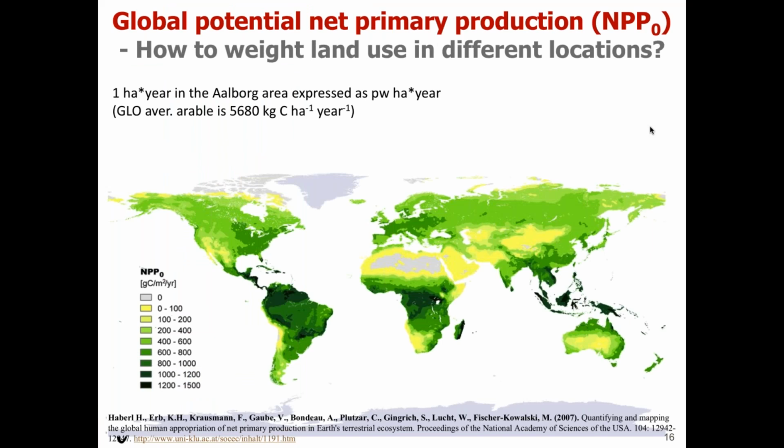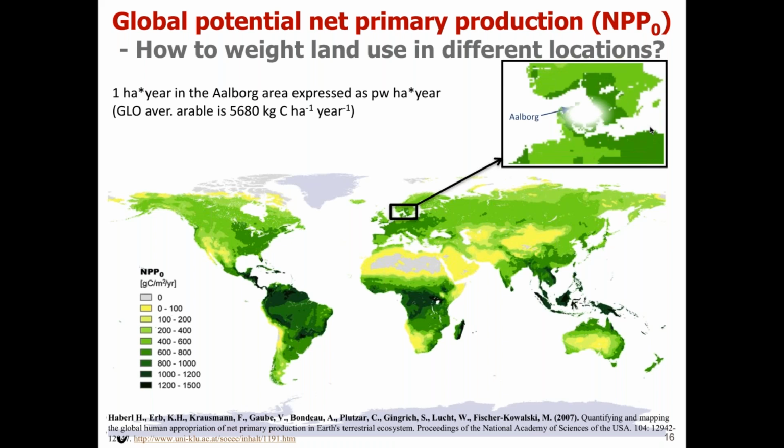Good. We defined our functional unit or reference flow as biomass production capacity. Since we have different production capacity in different parts of the world, we need to take that into account. The map you see here is a map of potential net primary production, and we use that as a proxy for potential crop yields in different regions. So let's say I now want to know something about indirect land use changes for using land here in the region where I am right now.